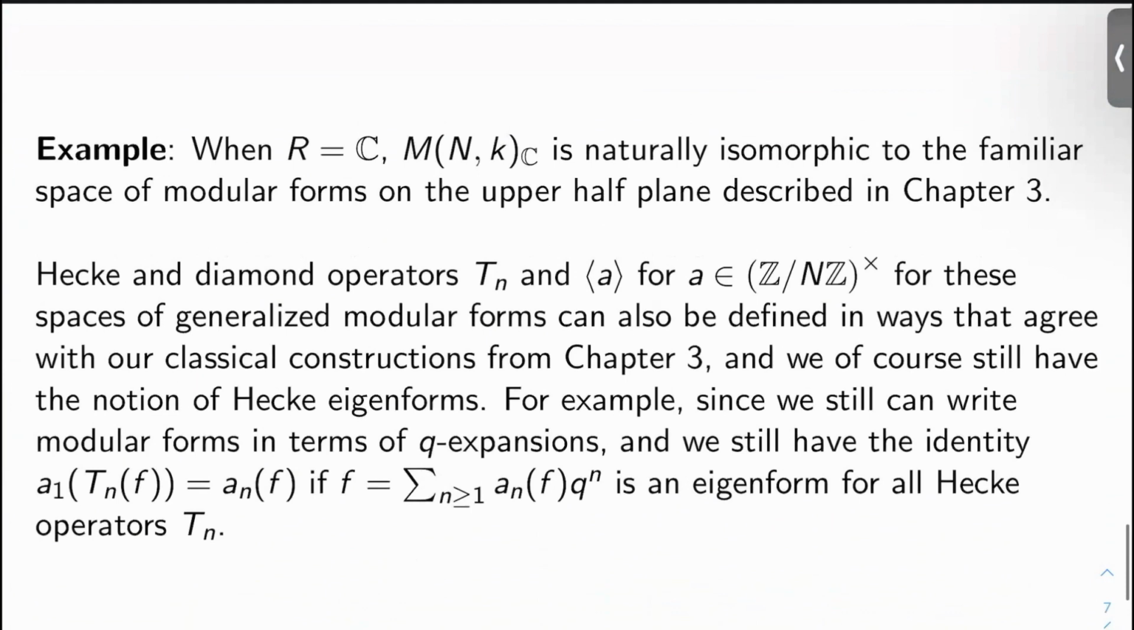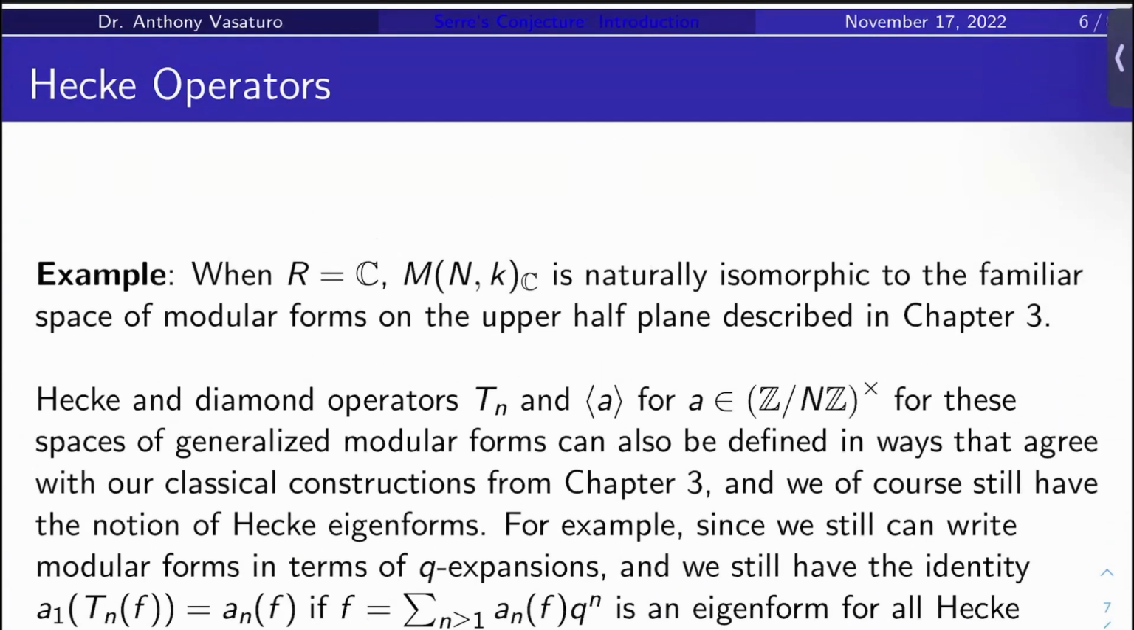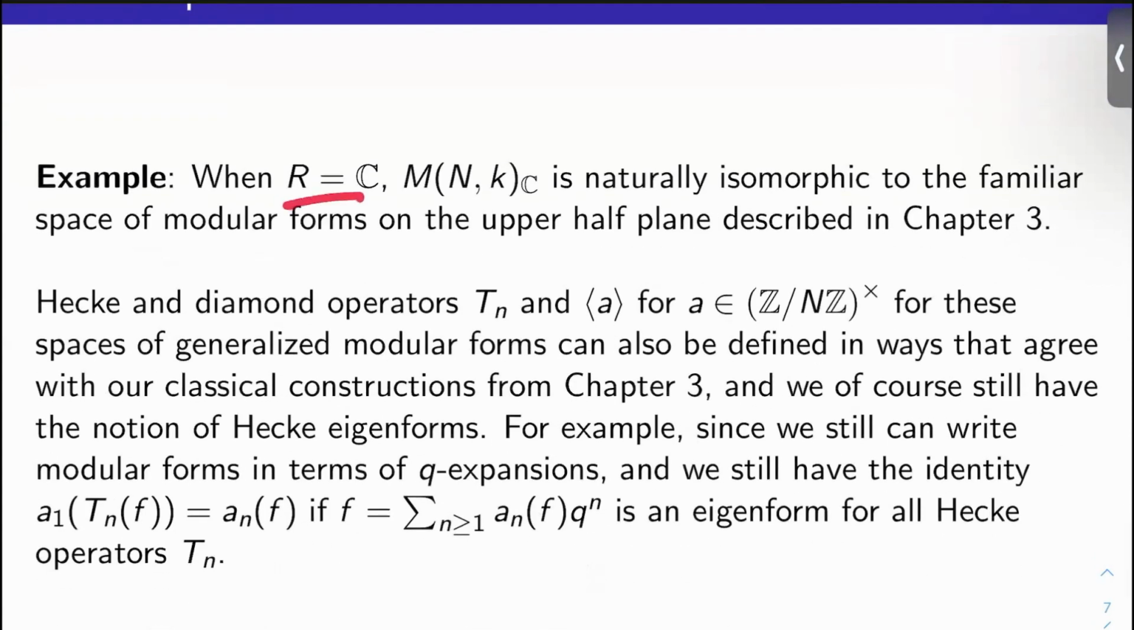Okay. How about, do we have things like Hecke operators, and does this generalized construction agree with our more specific constructions from chapter 3? Yes, when R equals C, M_k(N; C) is just naturally isomorphic to the familiar space of modular forms on the upper half plane that we described and that we've been using for a while in chapter 3. Hecke and diamond operators, T_n and <a> for a in (Z/NZ)^×, for these new spaces of generalized modular forms can also be defined in ways that agree with our classical constructions from chapter 3. And then, of course, we still have the notion of Hecke eigenforms.